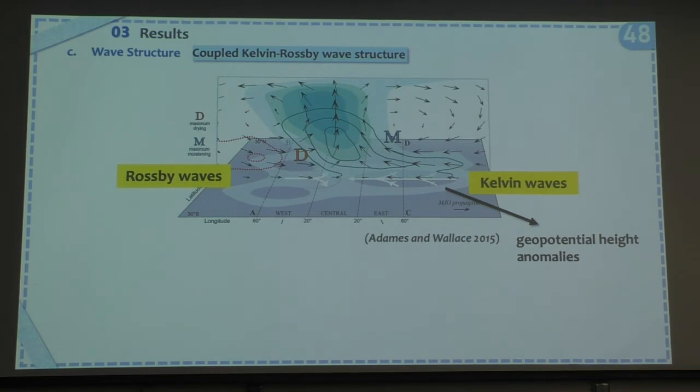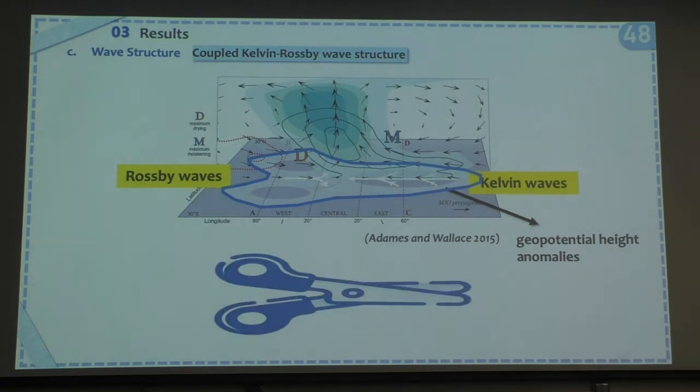And we can use the low-level geopotential height anomaly to look at this structure. If you can't remember this structure, that's okay, because this structure is similar to scissors. So west of the convection, there are Rossby wave gyres. East of the convection, there are the Kelvin low-level wind and the Kelvin wave structure.